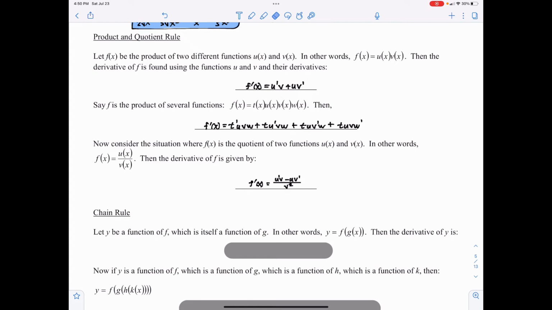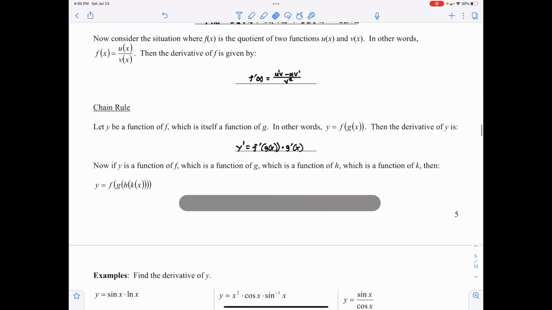Let y be the function of f, which is itself a function of g. In other words, f of g of x. That is a composite function where g of x is inside f of x. Then the derivative of y would be the derivative of f, hold the g function fixed inside g of x, times the derivative of that inside g of x function.